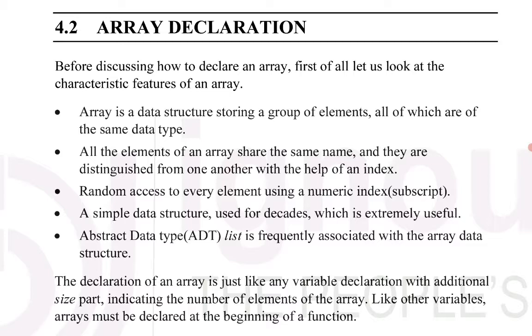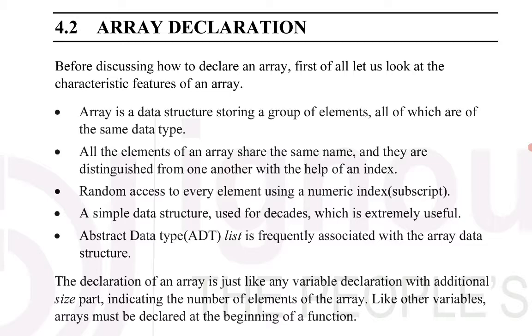Before discussing how to declare an array, let us first look at the characteristic features of an array. An array is a data structure storing a group of elements, all of which are of the same data type. So what is the basic definition of an array? An array is a collection of similar data items stored in a continuous manner in internal memory.